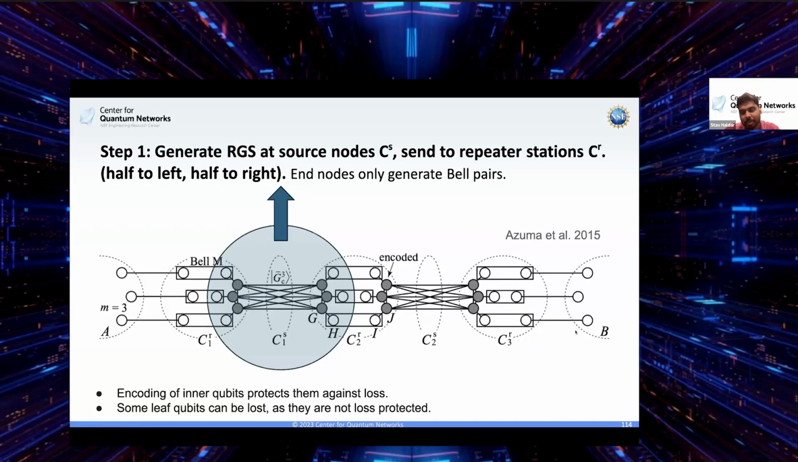And then Alice and Bob are special in the sense that they will always generate Bell states, right? So these circles with a single line between them are just Bell states, right? So they will only generate 3 Bell states here and 3 Bell states there.